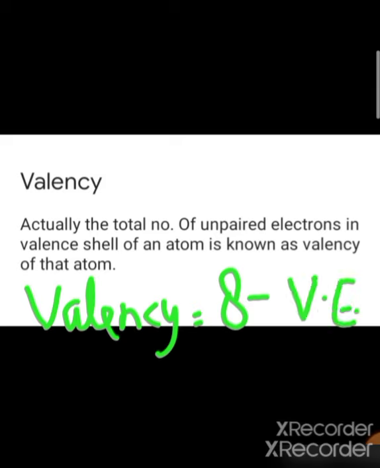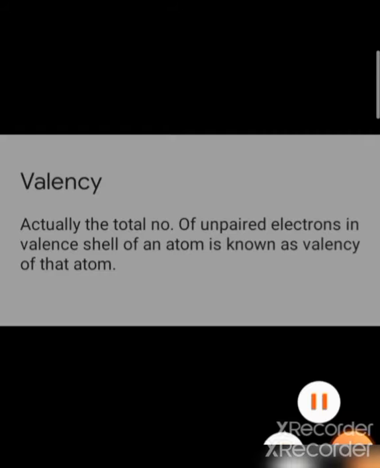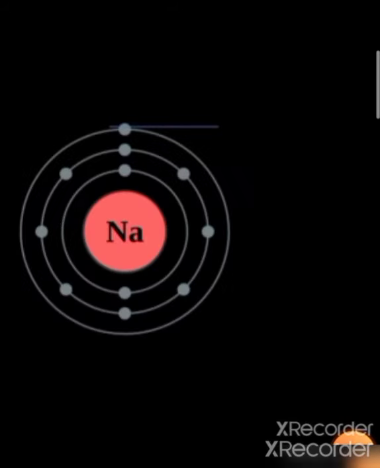What is the formula? When any atom contains more than 4 electrons in the valence shell, then what is the valency of that atom? Then the valency of that atom is 8 minus valence electrons. This is known as the valency of that atom.